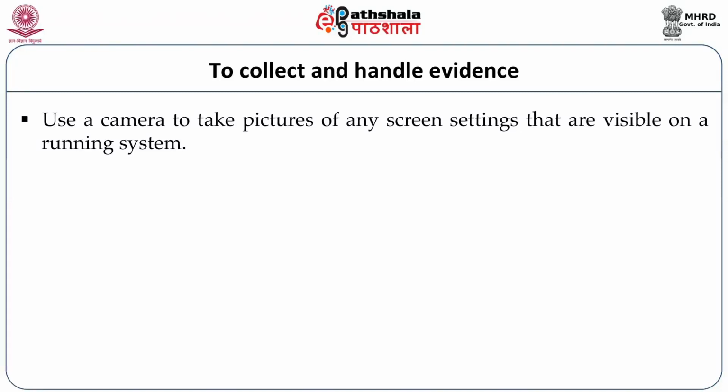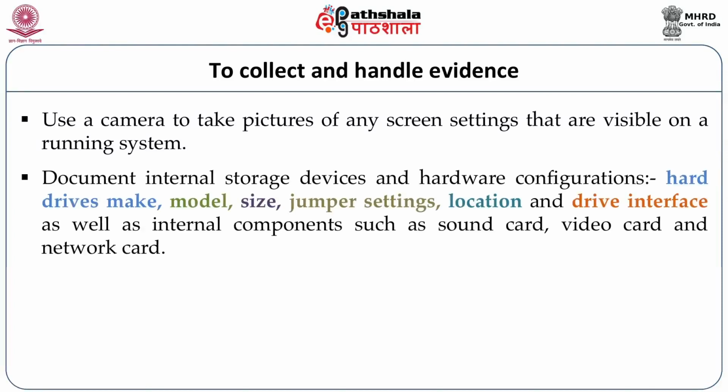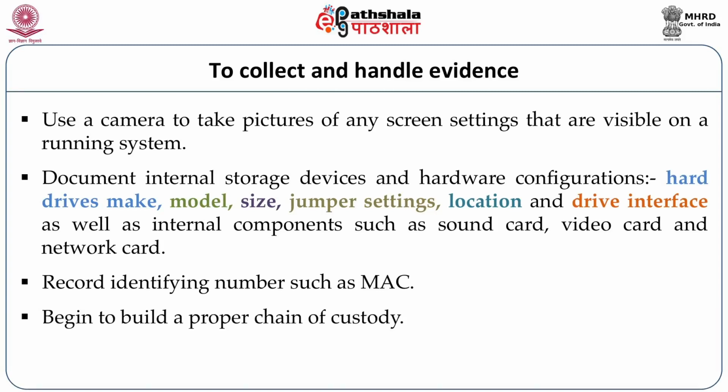Use a camera to take pictures of any screen settings that are visible on a running system. Document internal storage devices and hardware configurations: the hard drive make, model, size, jumper settings, location and drive interfaces, as well as internal components such as the sound card, video card and network card. Record identifying numbers such as the MAC address, and begin to build a proper chain of custody.